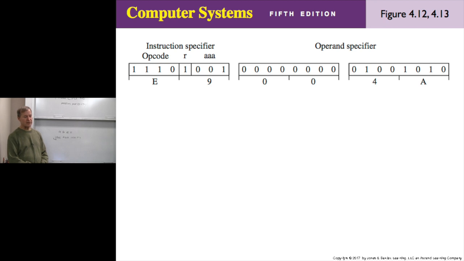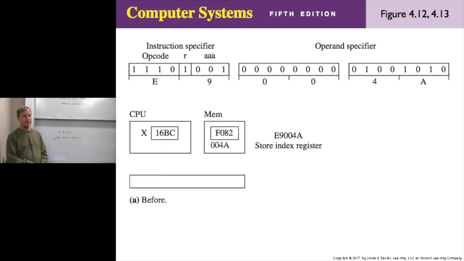And in this case, the register R field is what? 1. What does that indicate? Which register does that indicate? That indicates the index register. So what do you suppose this statement will do when it executes? And from where? This time it's coming from where? The CPU, but which register in the CPU? The X register, the index register. Is everybody clear? And that's because the R bit is 1.